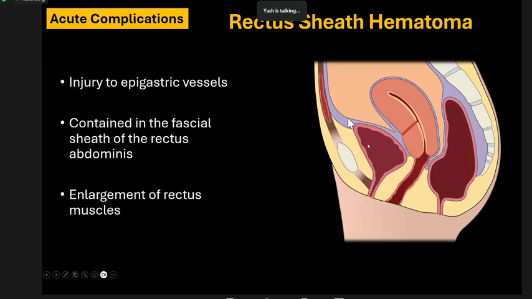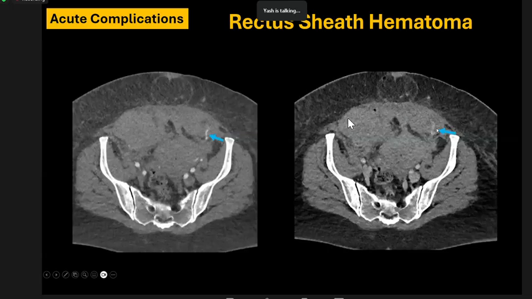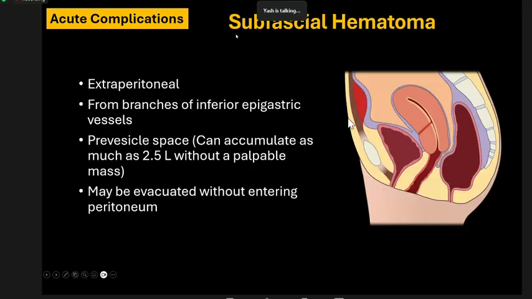Versus if it is a rectus sheath hematoma, which in this case was just resolved by embolization of the vessel, or if it is the subfascial hematoma, even if this has to be evacuated, the peritoneum will not be entered. And that's the clinical implication that we want to tell our OBGYN colleagues, to give them some sense of where the hematoma is happening. So then they can plan accordingly that they do not have to enter the peritoneum.